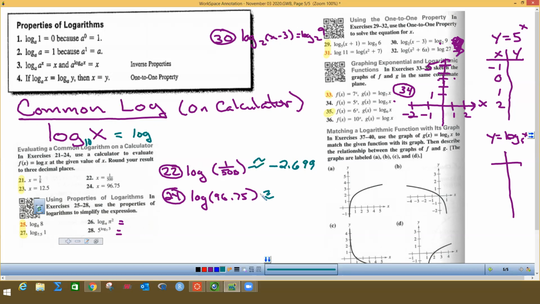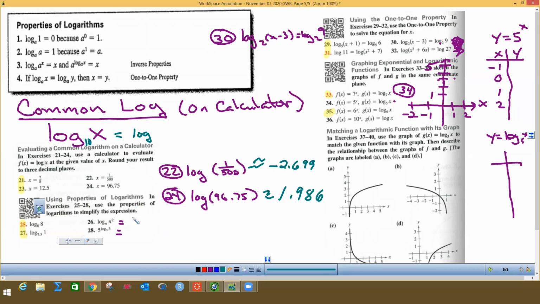And then I do the same thing on this number 24. I hit the log button to the left of 7, and I type in 96.75, and I hit enter, and that rounds to 1.986. So you can try that on your calculator, make sure you get the right thing. Now, using the properties of logs, there are two ways to do this.